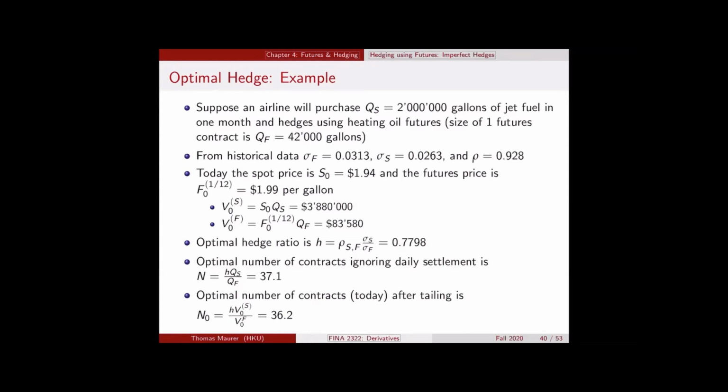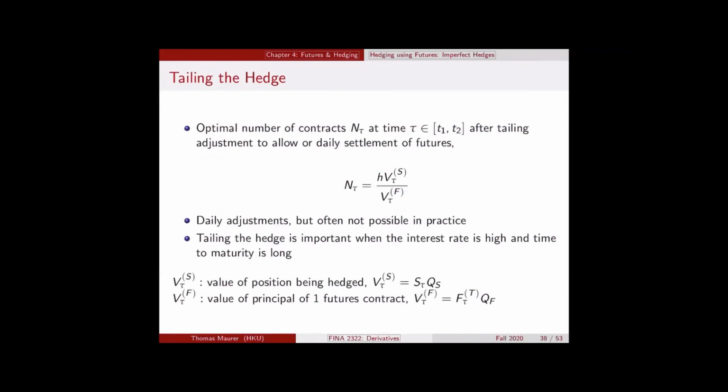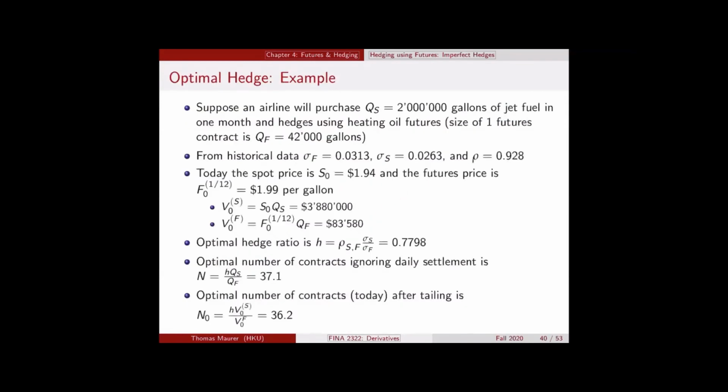If we care about the daily settlement, so we use this tailing of the hedge, where we look at the relationship between the daily returns, we use this formula over here. Now if we plug into our formula, we have again that slope coefficient of 0.7798, but now we multiply that by the value of the position which we try to hedge, which is this $3.88 million, and we divide by the value of one futures contract, which is $83,580. And on the initial day, we have to take 36.2 long positions.